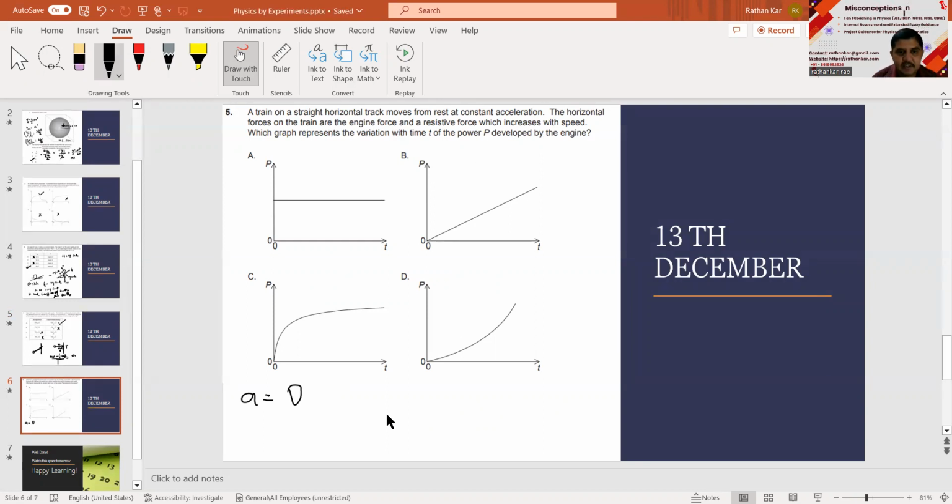So how do we do this? What do we need? The power. How do I write the power? Power is equal to F into V. What is F over here? The net force acting on the engine. What is being asked? The graph of power being developed by the engine. It also says the resistive force increases with speed, which means this is proportional to K times V, and this multiplied by V should be equal to K times V square. Thus, which is the right option? D is the right option.